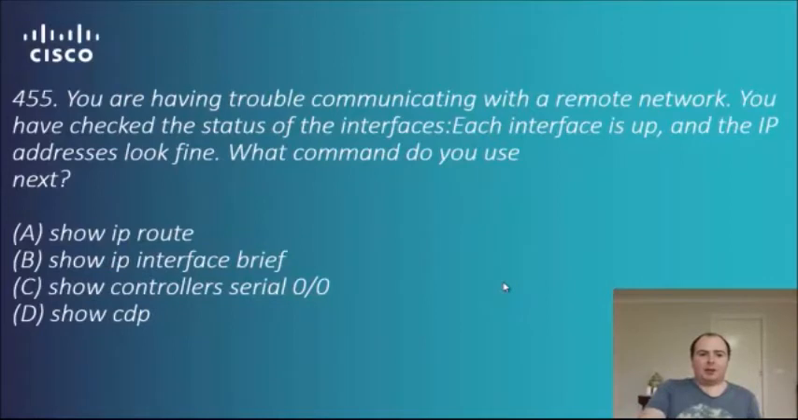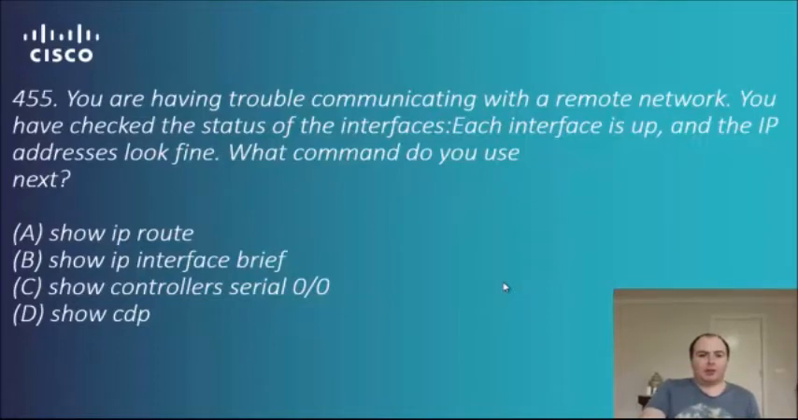455, you are having trouble communicating with the remote network. You have checked the status of the interfaces. Each interface is up and the IP addresses look fine. What command do you use next? Show IP route, show IP interface brief, show controllers serial 00, show CDP.